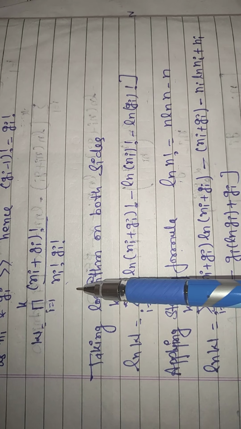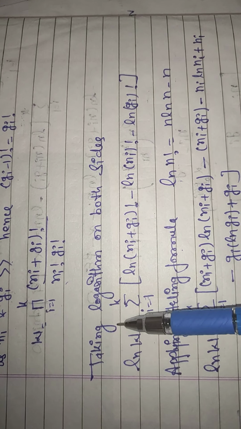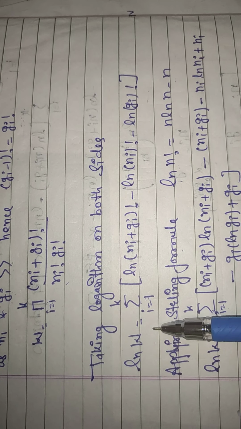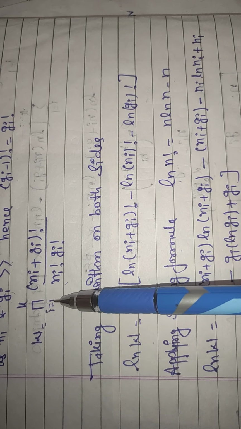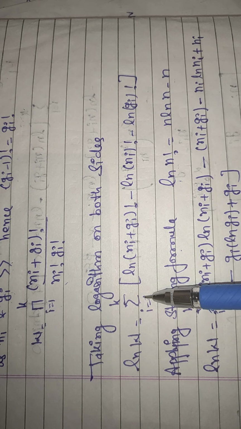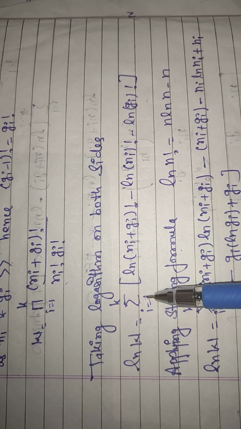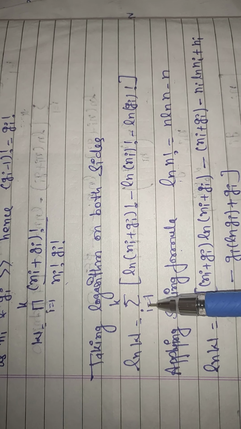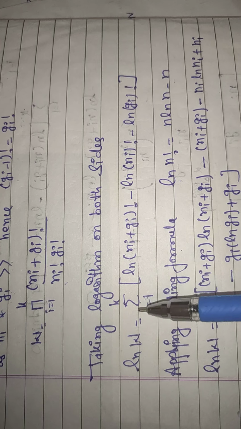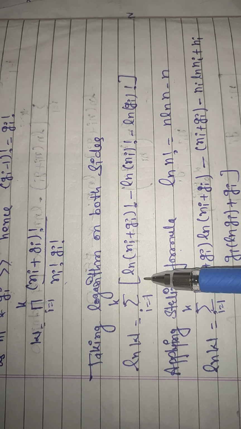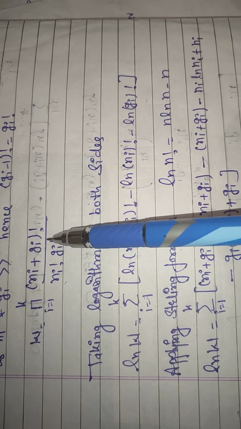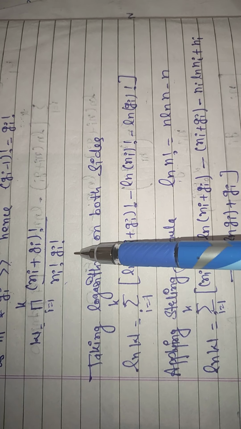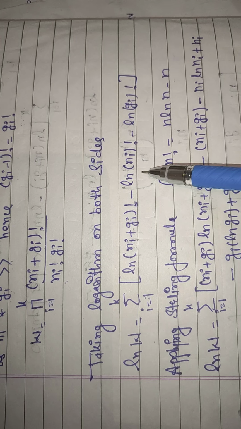We'll take the logarithm of this term. So hence, taking logarithm on both sides, we are left with logarithm of W is equal to, this product sign is replaced by the sign of summation. If we're taking the logarithm, the multiplication sign is reduced to the summation sign, you know that. So the summation of i equals 1 to k logarithm of (ni plus gi minus 1) factorial, and this term is in the denominator, hence this term is left with the minus sign.